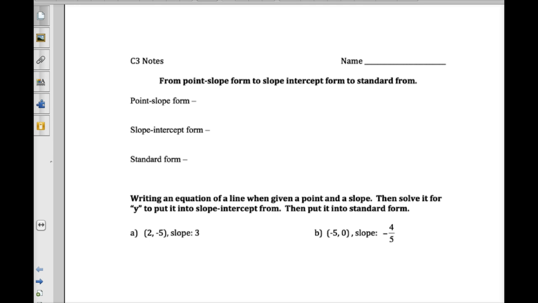Angie, point-slope form. It's really close. Angie, point-slope form. That's slope-intercept form. Okay, y minus y1, equals m times the quantity of x minus x1. Excellent. Guys, that's the form you're going to start with.